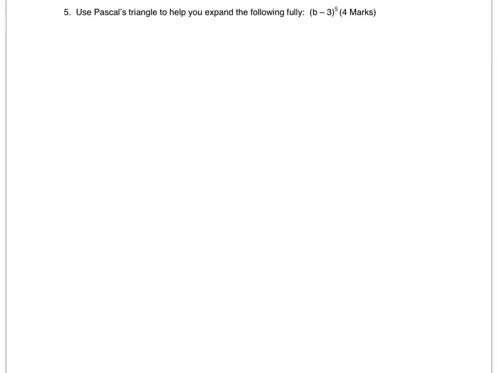The next question says, using Pascal's triangle, we have to expand (b - 3) exponent 5. So this means I have to expand Pascal's triangle until I get to a row with 6 terms, because 5 plus 1 is 6. So 1; 1, 1; 1, 2, 1; 1, 3, 3, 1; 1, 4, 6, 4, 1. Still we have 5 terms. I need 6 terms, so I'm going to go with the next one, which is 1, 5, 10, 10, 5, 1.